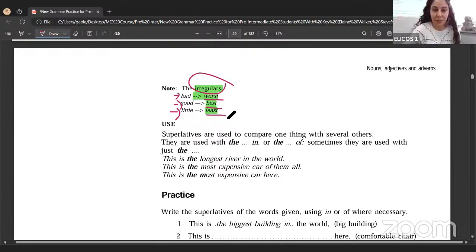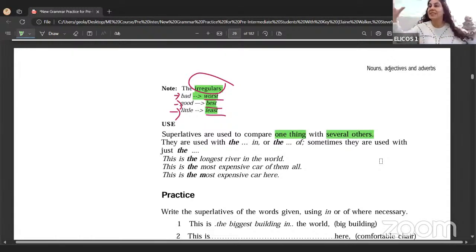So you could see superlatives are used to compare one thing with several other things. So one noun compared to many. Okay, not just comparing two nouns, but one noun to just many in general. They are used with the and in. Like this is the longest river in the world.